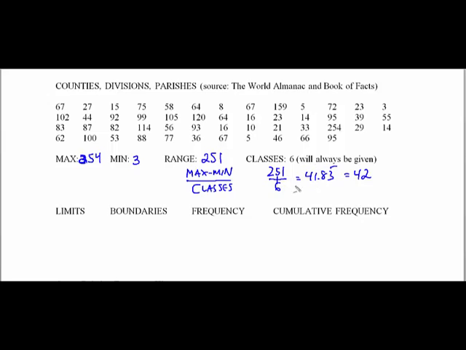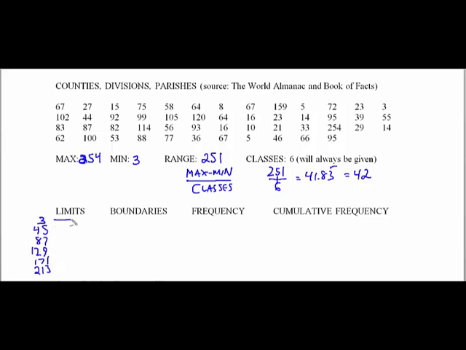So if you ever divide two numbers and get a whole number here, you may need to add 1 to that just to get you to encapsulate the data within your limits. Because a limit starts with the minimum number here, 3, and it goes up by 42. So here's 45, 87, 129, 171, and 213. So here are your 6 limits, 1, 2, 3, 4, 5, 6.